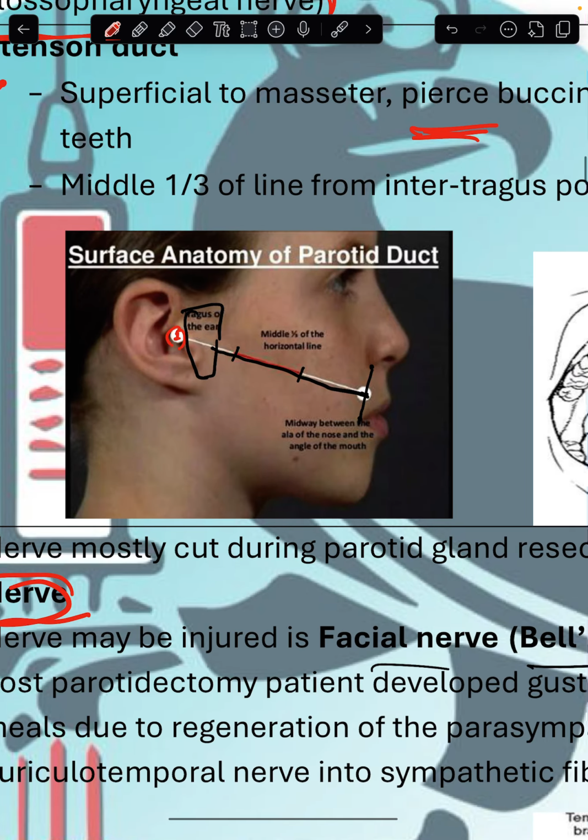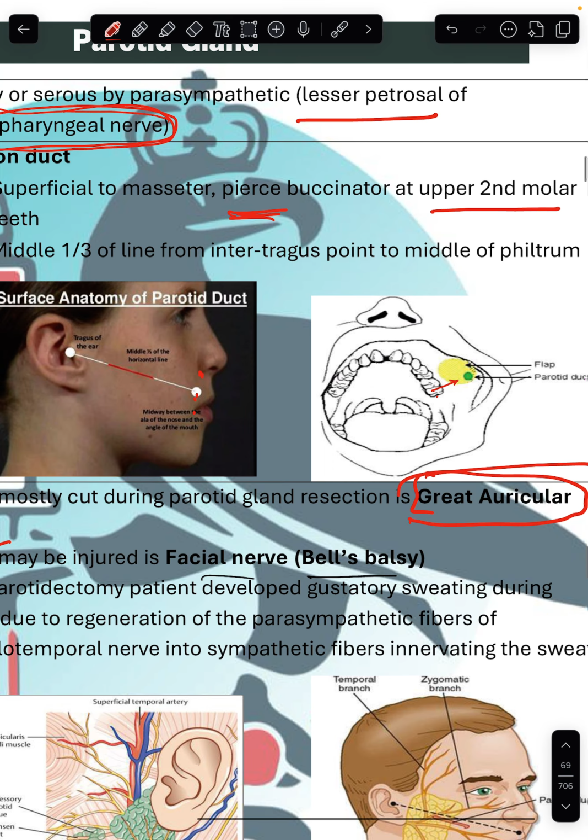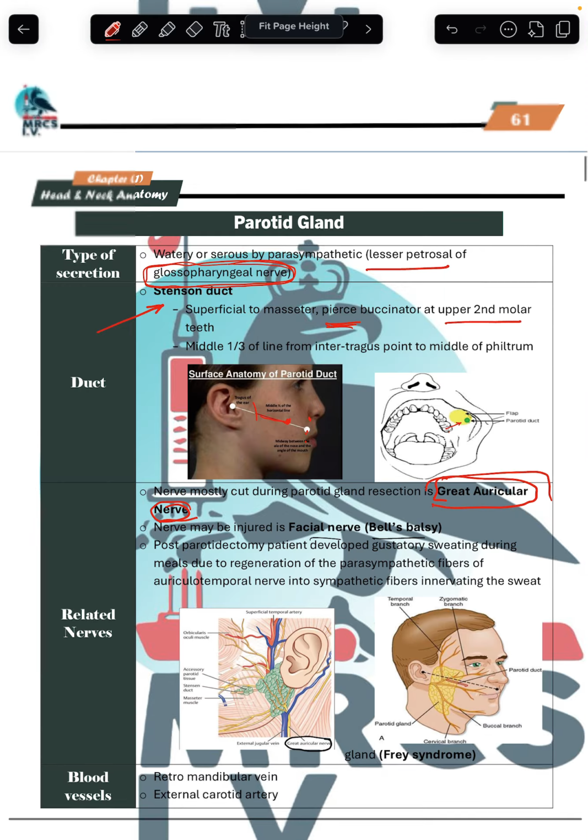So if you want to do surface anatomy, it is like this. In front of the tragus, then this is the ala of the nose, and this is the angle of the mouth. Join these points, and take the middle 1/3 of the horizontal line from the tragus to the midpoint. Here the parotid duct will be passing like this and opening here, opposite the upper second molar.